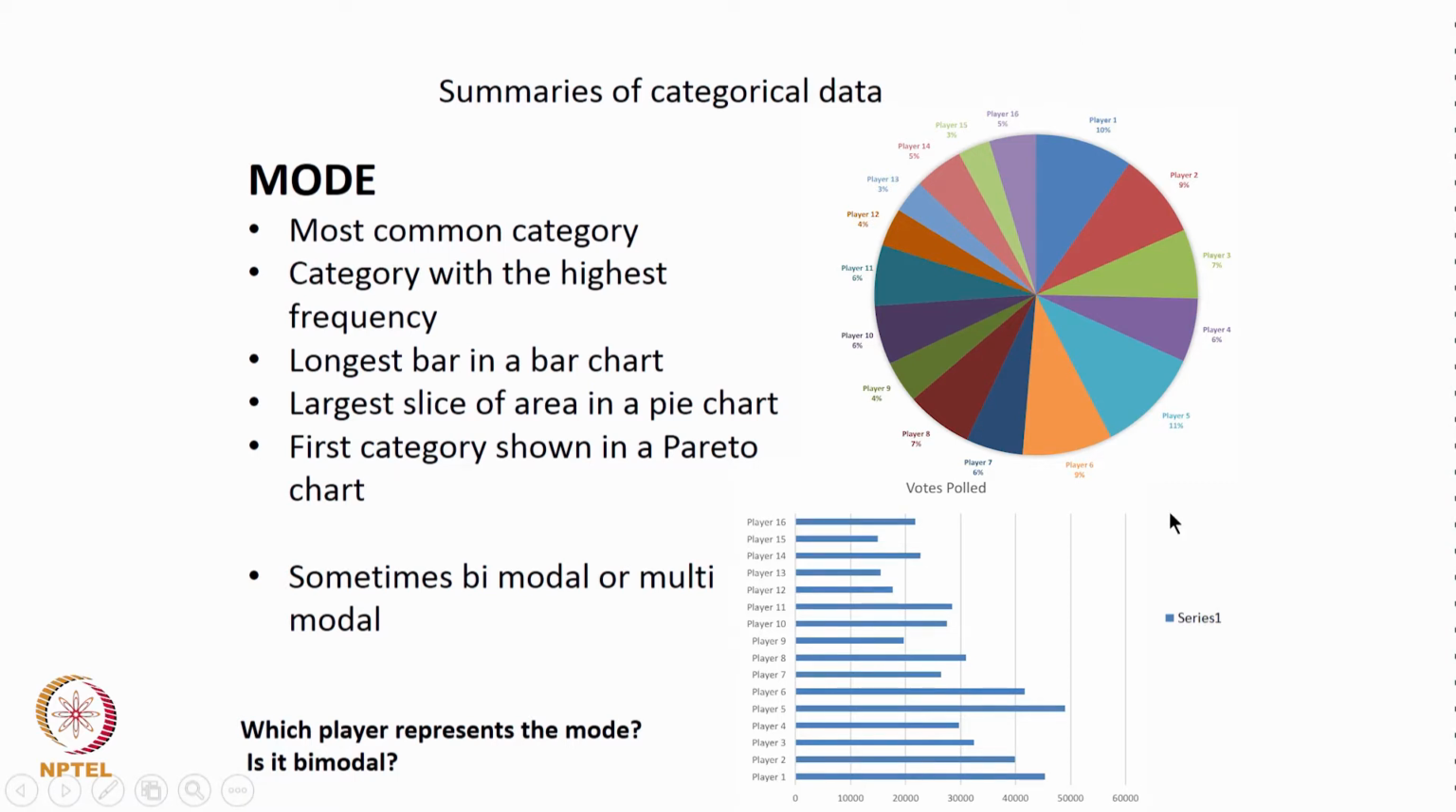Sometimes we could have bimodal, which means you could have more than one category having the same highest frequency. So, is this bimodal from this picture? It is not bimodal because we do not find two bars of equal length, therefore, it is not bimodal.